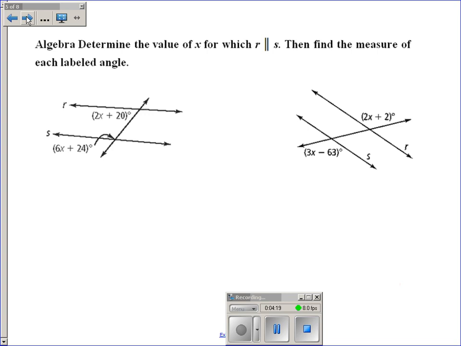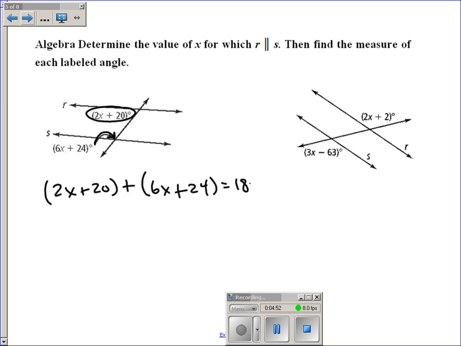All right, a few more. These two angles, it's kind of hard to tell from the picture, but it means this angle in here. These two angles would have to be supplementary for R and S to be parallel by the converse of the same side interior angles theorem. So to add to 180, I would take 2x plus 20 plus 6x plus 24 is equal to 180.